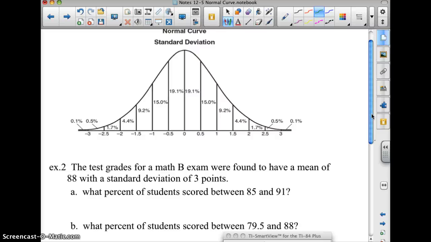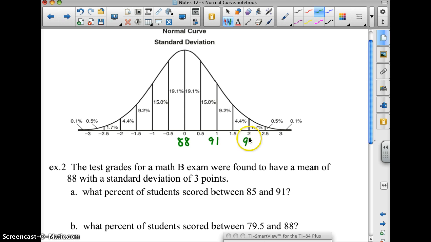All right, so it says a mean of 88. So that's going to go right here in the middle where the mean goes. All right, 0 standard deviations away from the mean is 88. And it has a standard deviation of 3 points. So I'm going to then fill in the rest of these, 1, 2, 3, -1, -2, -3, by going up 3 or down 3 each time. 88 plus 3 is 91.